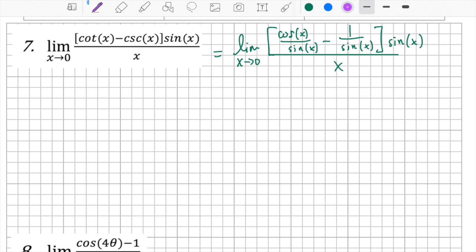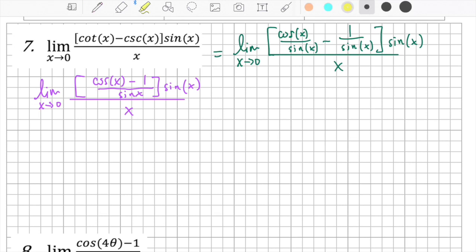Okay, this still hasn't helped us any, so we need to simplify. We just rewrote it. It's still the same thing. So now these two fractions, I'm going to write as 1 since we have the same denominator. So it'll be limit as x approaches 0, and inside it'll be cosine of x minus 1 over sine of x times sine of x over x. Now we're still going to simplify even more.